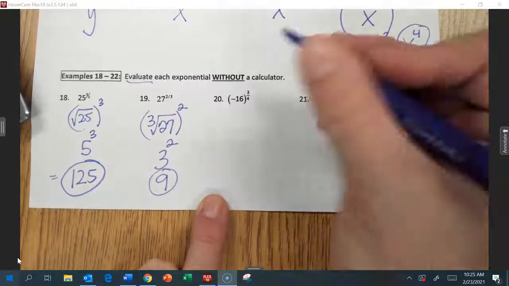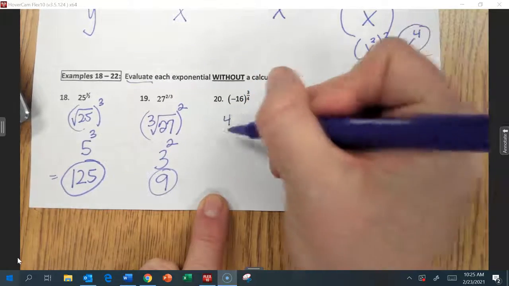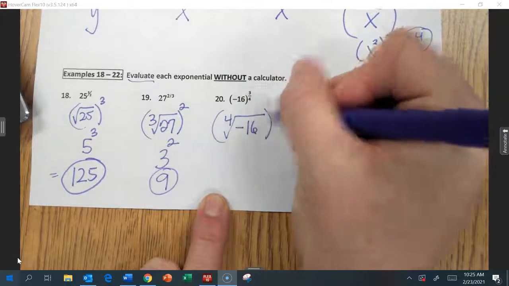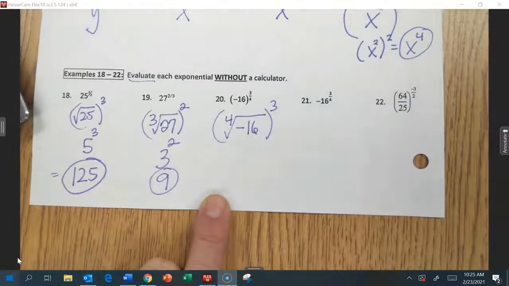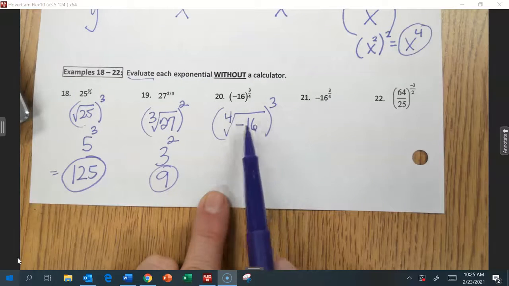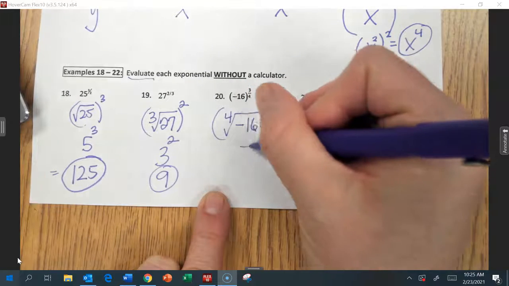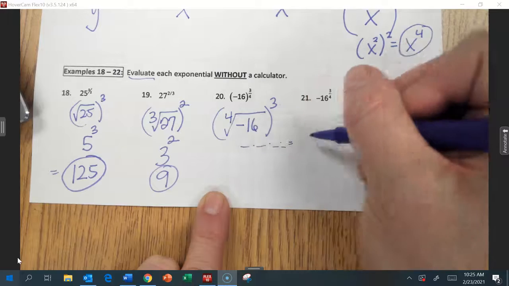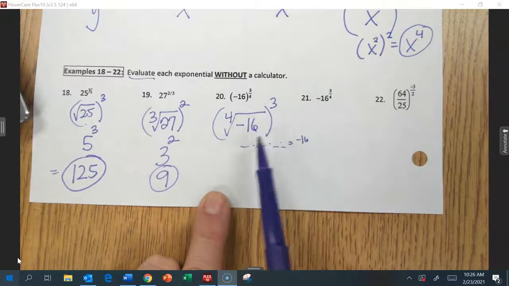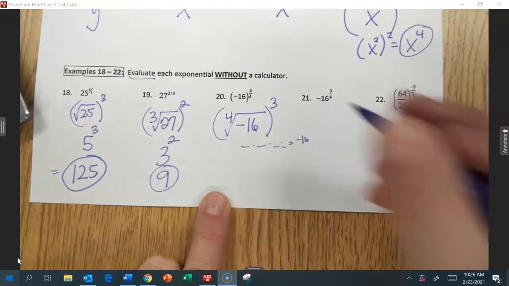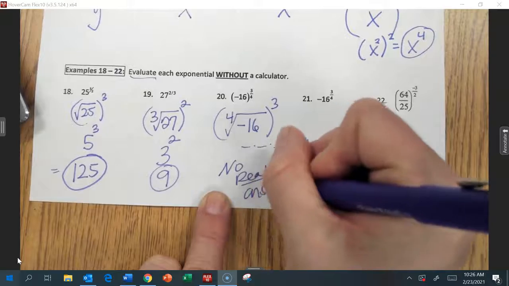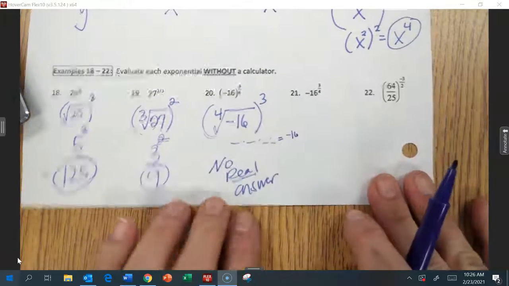Be careful here. We would be taking the 4th root of negative 16 to the 3rd power. Now, here's what you need to know. Is there any number that when we multiply it by itself 4 times is going to give us a negative 16? And we talked about this on the front of our notes. No, there will be no real root. So here we're going to write there's no real answer.